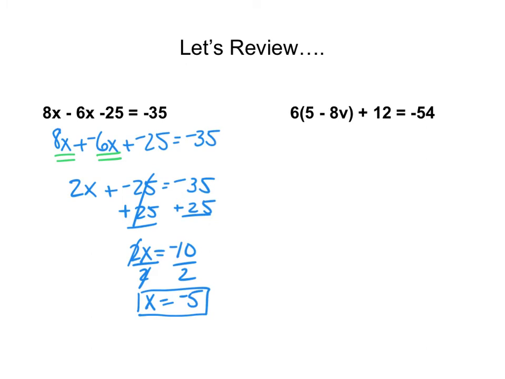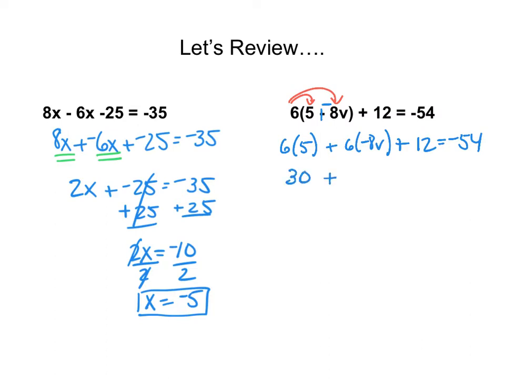Now in the second example, I have parentheses, and this means I need to distribute that 6 to the 5 and the 6 to the negative 8. Then I'm going to distribute the 6 to the 5 and the 6 to the negative 8v. So I'll end up with 6 times 5 plus 6 times negative 8v plus 12 equal negative 54. And now we're just going to clean it up. 6 times 5 is 30, plus 6 times negative 8 is negative 48v, plus 12 equal negative 54.